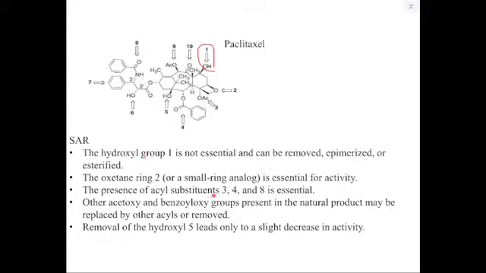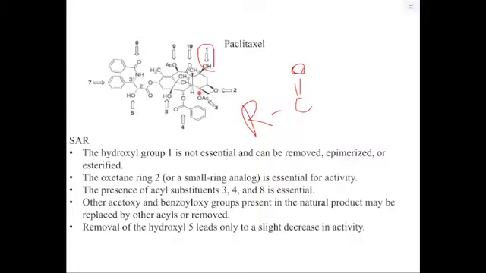The presence of the acyl substituent at position 3 is necessary. That's an acyl group there. So acyl substituents at positions 3, 4, and 8 are necessary for activity. An acyl substituent is when you have an R, C double bond oxygen. So that's an acyl substituent.